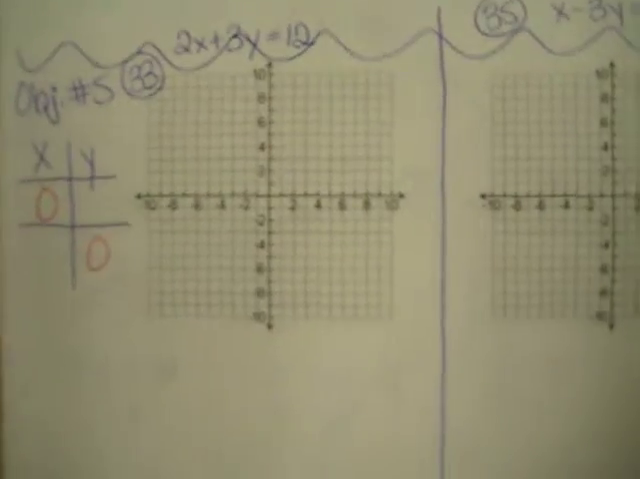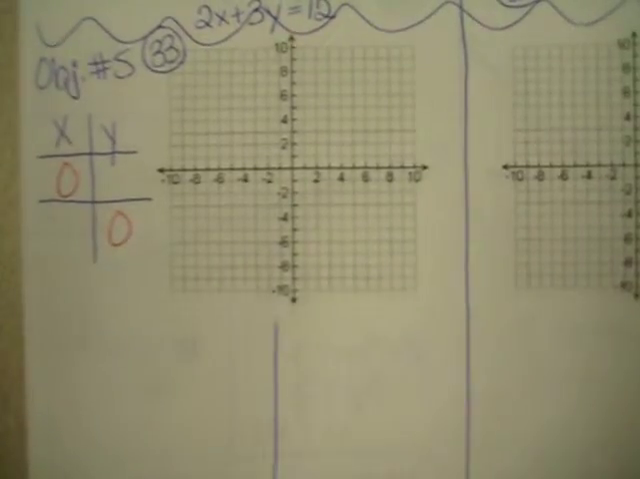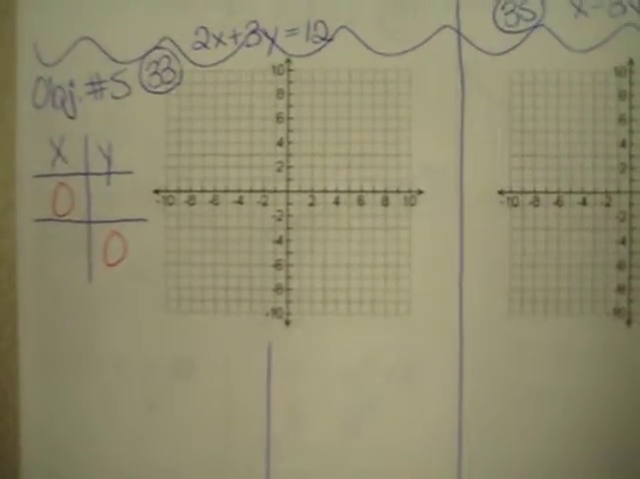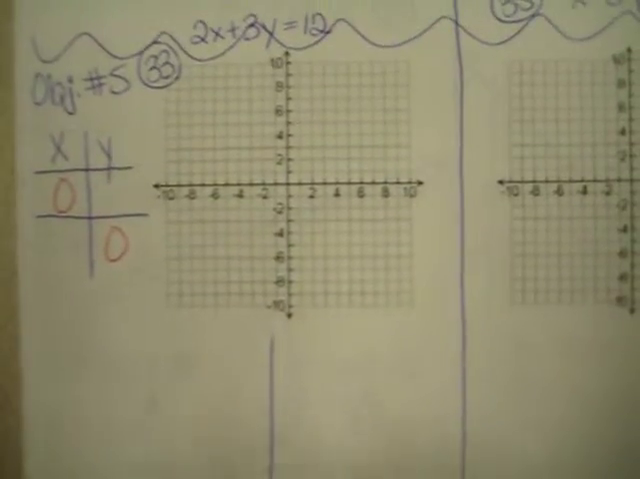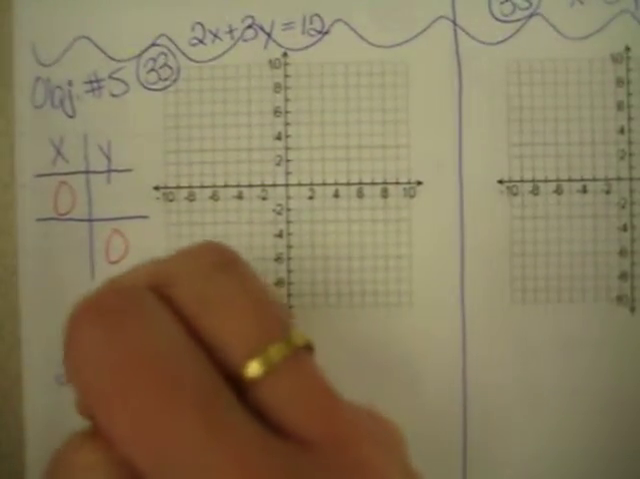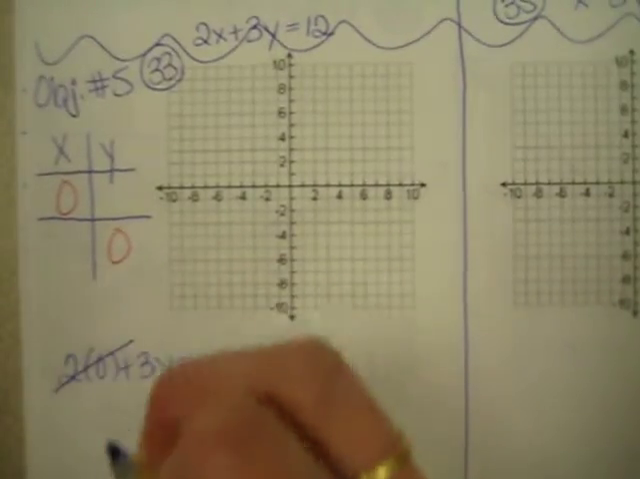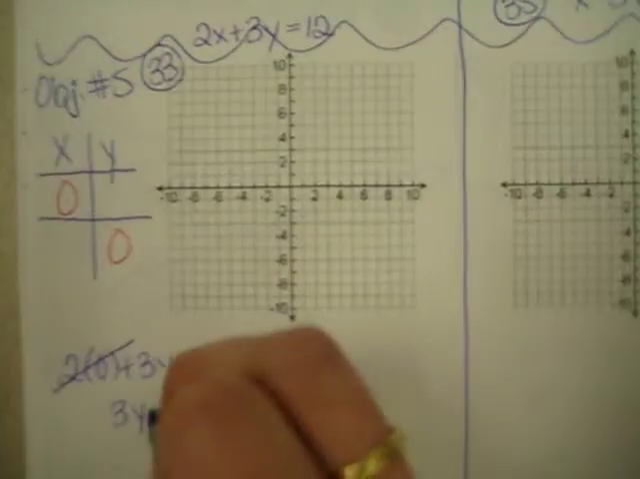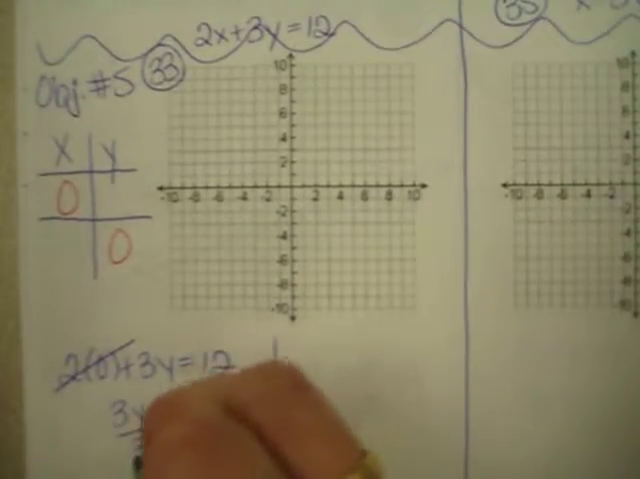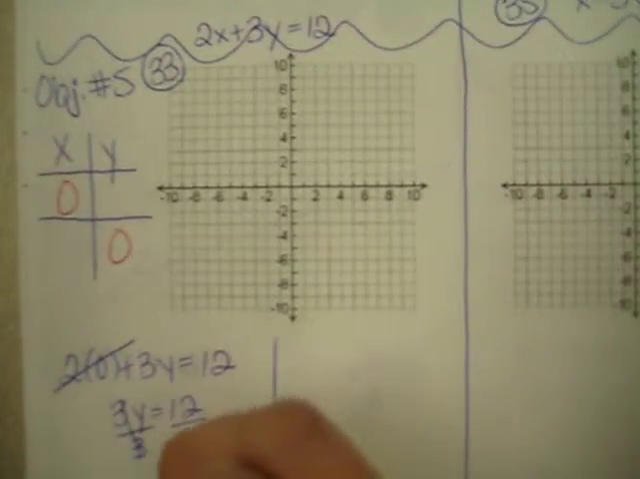So let's go through the steps. Alrighty. So first thing I'm going to do for number 33, which is 2x plus 3y equals 12. I'm going to plug in x equals 0. Okay. This drops out. 3y equals 12. Divide both sides by 3. I get y equals 4.